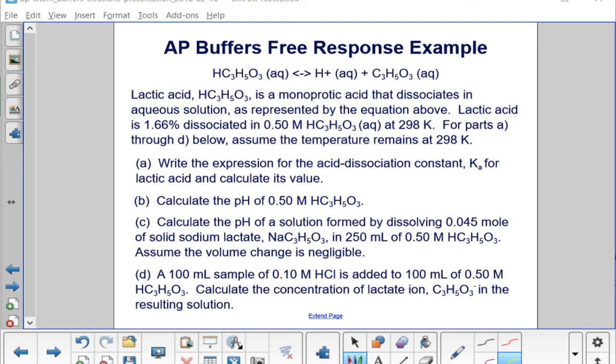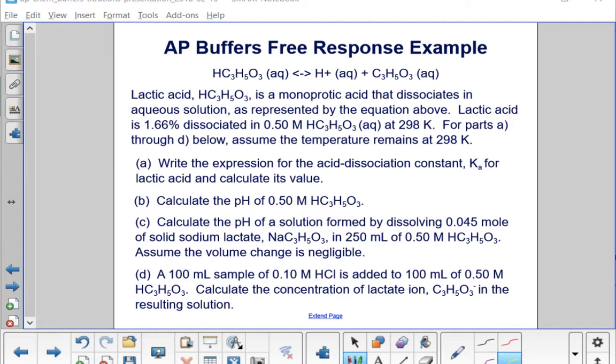All right, let's walk our way through an AP-style free response problem that involves buffers. Lactic acid is a monoprotic acid that dissociates in aqueous solution represented by the equation above. Lactic acid is 1.66% dissociated at 298 Kelvin in 0.5 molar lactic acid. So we're going to assume throughout the problem that the temperature remains constant at 298 Kelvin.